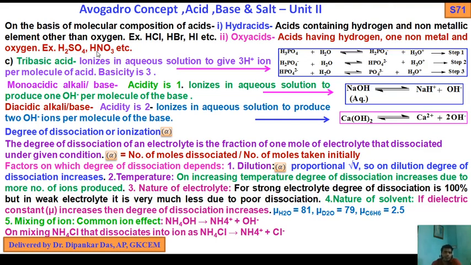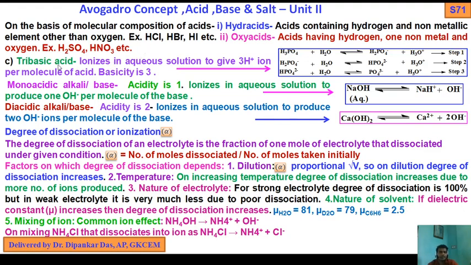Okay. So on the basis of molecular composition of acid, we get hydroacids. Hydroacid means acid containing hydrogen and non-metallic elements other than oxygen: HCl, HBr, HI. Oxyacid: acids having hydrogen, a non-metal and oxygen. As for example, H2SO4, HNO3.